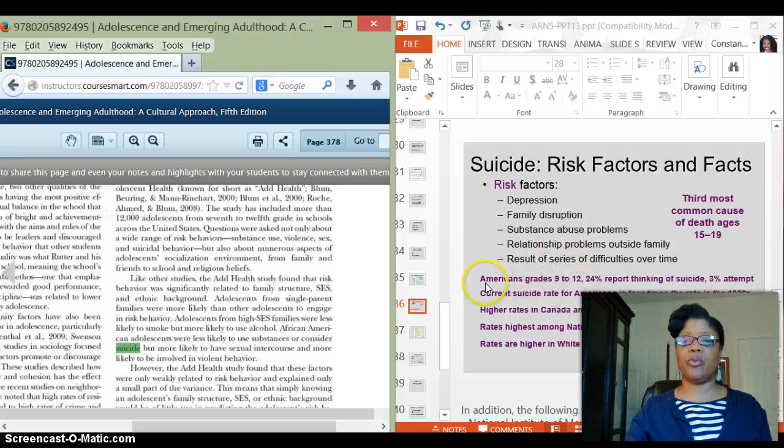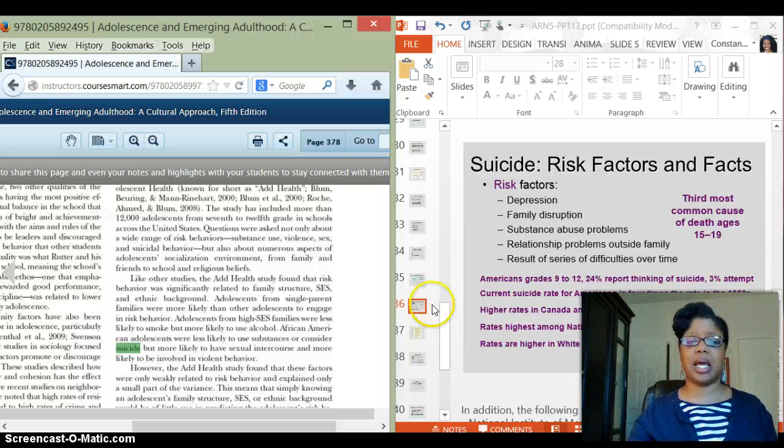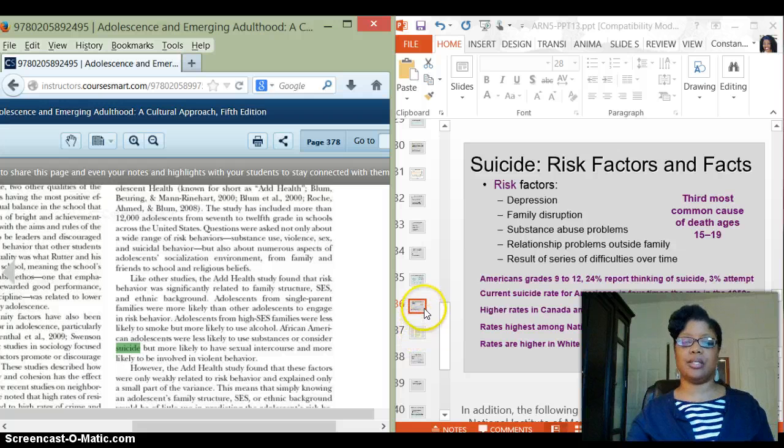I like this statement where it says Americans grades 9 to 12, 24% report thinking of suicide, 3% attempt. We talked about that. Girls tend to attempt, boys tend to commit. Current suicide rates for Americans is 4 times the rate than it was in the 1950s, and higher rates in Canada and the U.S. than other countries. And I showed you those diagrams earlier on, and it had to do with homicide, but it's very similar for suicide as well.